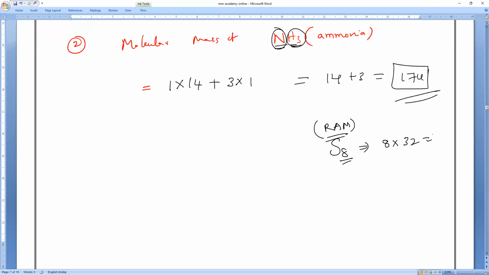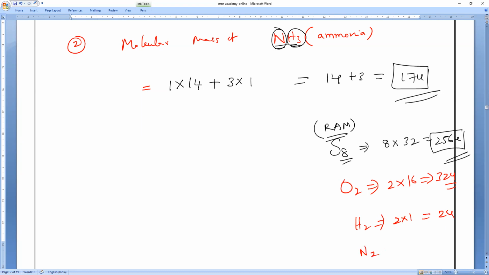8 into 32: 8 twos are 16, 8 threes are 24, plus 1 is 25. So 256. So 256 U is the atomic mass of S8. Suppose oxygen, number of atoms is 2, one oxygen is 16. What is the answer? 32. Hydrogen, number of atoms is 2, atomic mass is 1, so 2 U. Nitrogen, number of atoms is 2, atomic mass is 14, which equals 28.